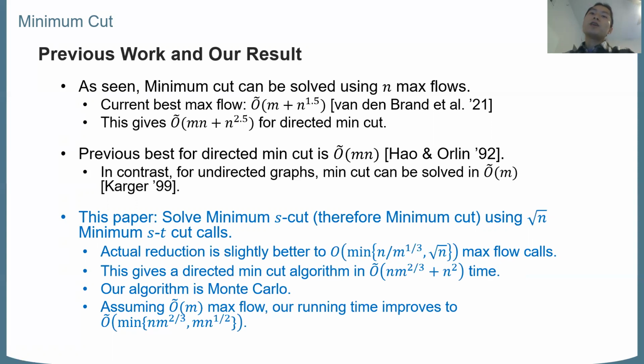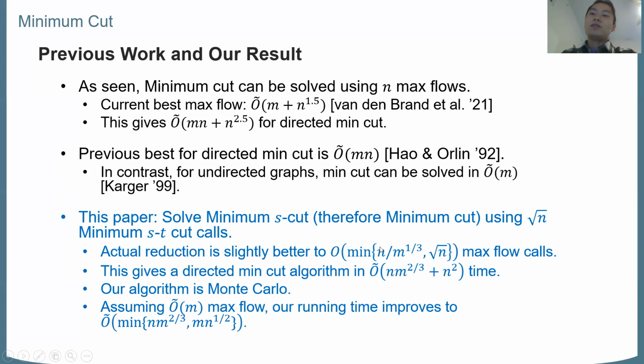In contrast, for undirected graphs, min cut can be solved in near linear time, so much better, and even faster than ST min cut. So in this paper, we shrink the gap a little bit by solving minimum S cut or the minimum cut using root n minimum ST cut calls. And our actual reduction is slightly better than root n max flow calls.